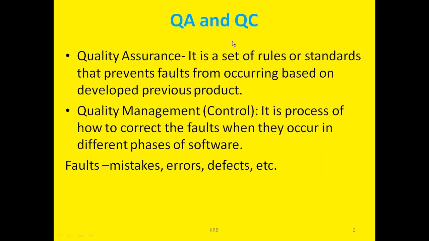Before going to SQA, we will understand the terms QA and QC, that is quality assurance and quality control. So quality assurance is a set of rules or standards that prevents faults from occurring, based on the development of previous products. So basically, quality assurance focuses on the occurrence of the faults. That is, it focuses on the faults not occurring. Whereas quality management or quality control is the process that focuses on the correction of the faults if they occur. So basically, faults are nothing but mistakes, errors, defects, etc.